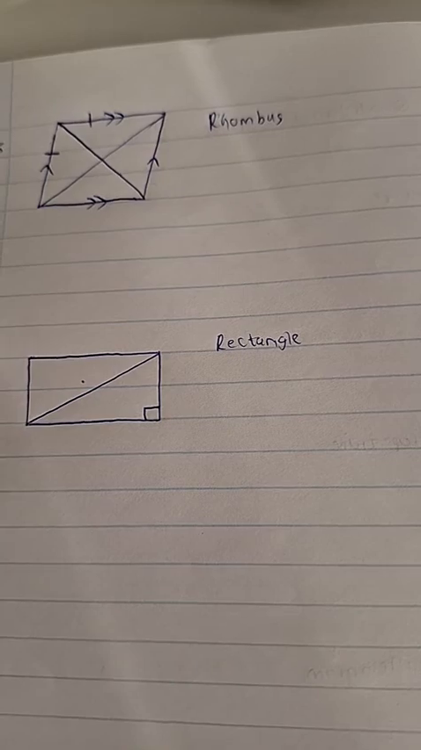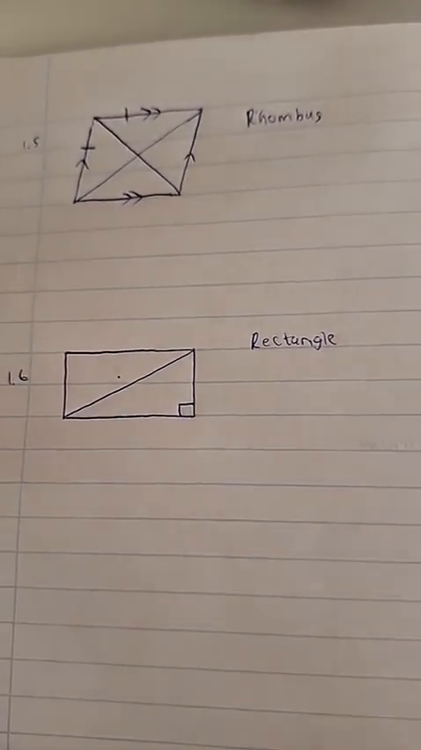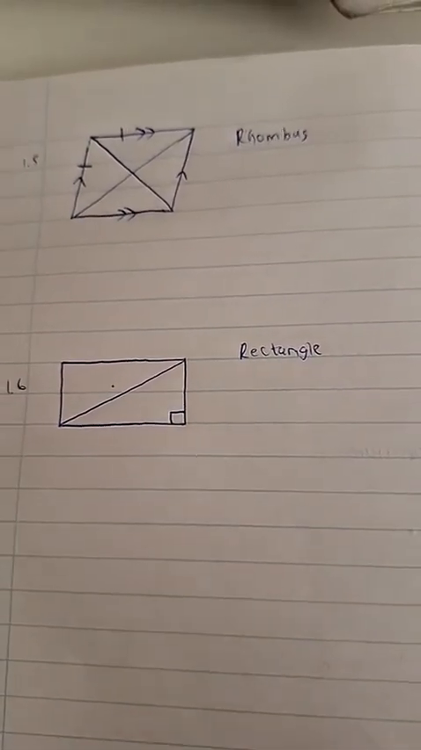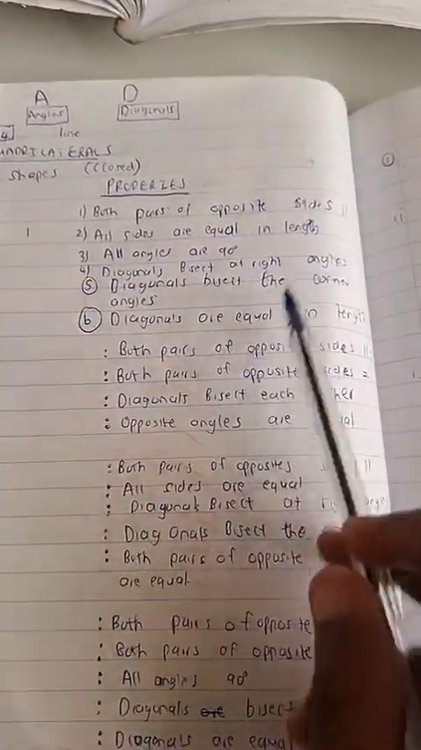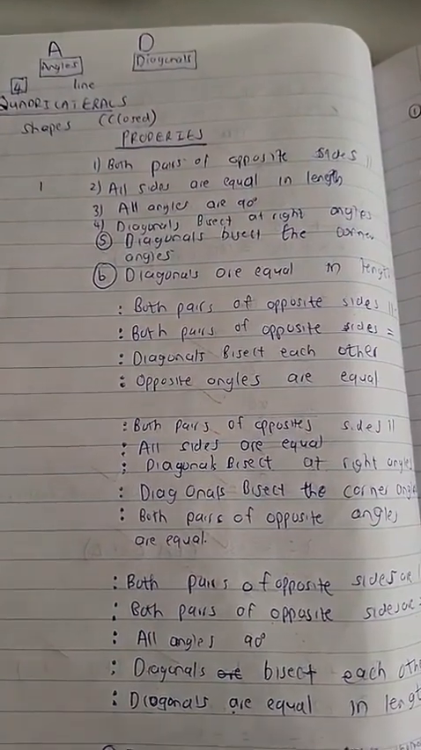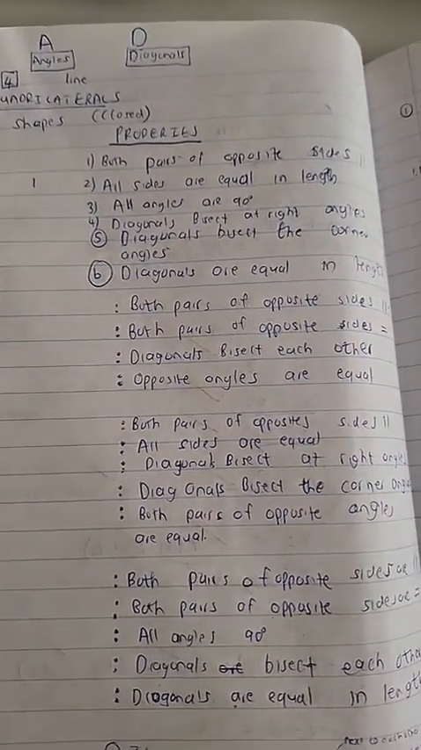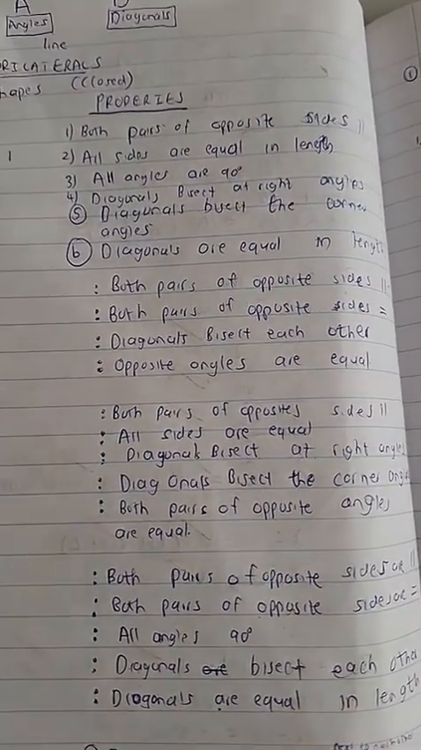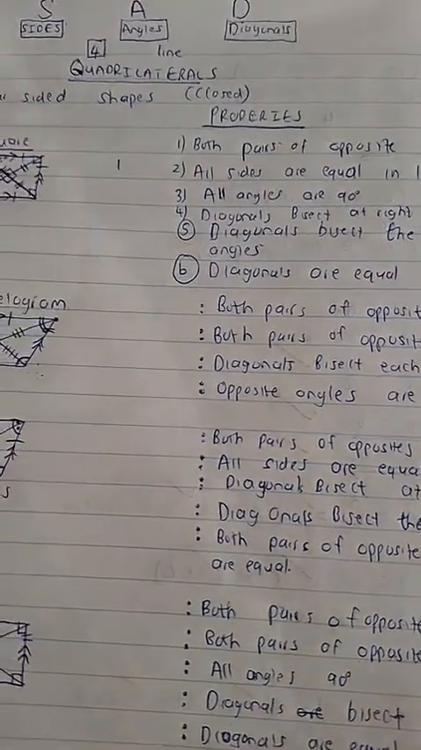So guys, please, whenever we want to identify the kinds of shapes, let us be very much aware of the properties that apply to those shapes so that our identification can be smooth. And when our identification is smooth, then we'll be fine.